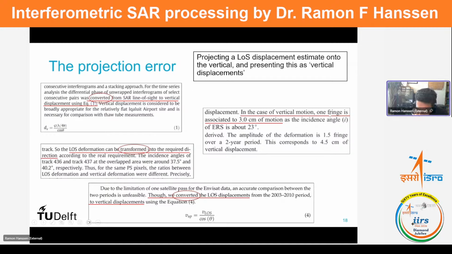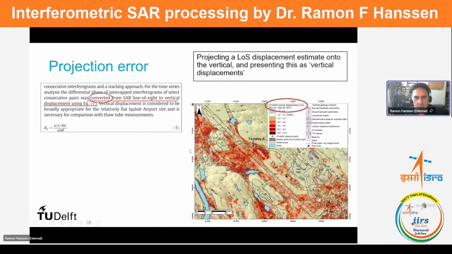In case of vertical motion, one fringe is associated with 3 centimeters of motion, as the incidence is 23 degrees. The line of sight can be transformed into the required direction. So this all seems to suggest it's just mathematics or just an equation, and we can then do this. This is a problem because the projection is something else than the conversion. So I will show that here.